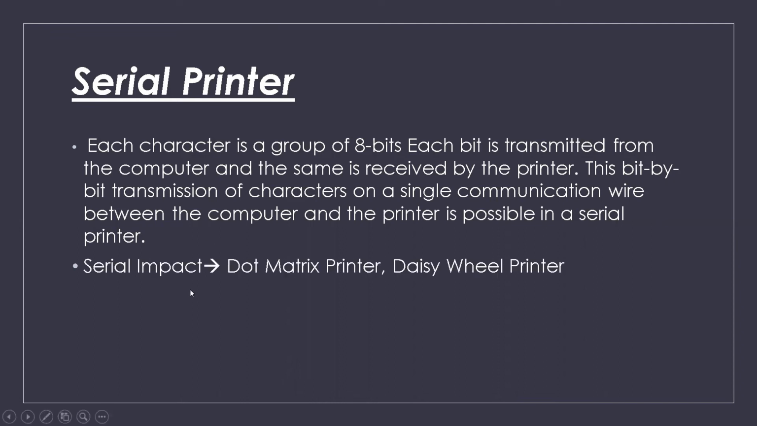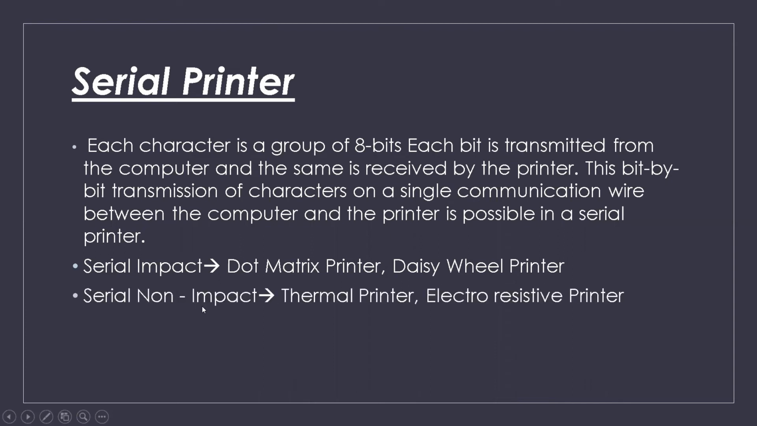Among serial printers, we have serial impact and serial non-impact. Serial impact examples are the dot matrix printer and daisy wheel printer. You can search these printers on Google to get the images. Then serial non-impact examples are the thermal printer and electro-resistive printer.